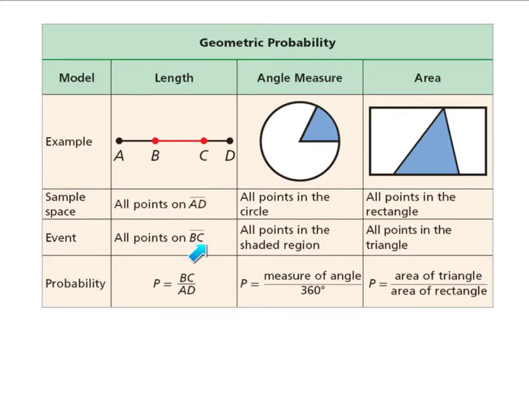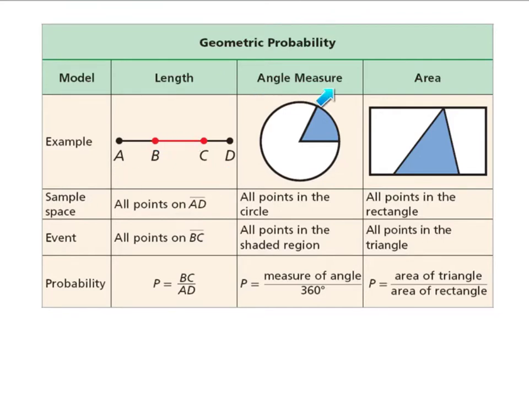To find the probability, you take the possible number of outcomes that you would have for your event, and divide it by the possible number of outcomes you would have for your sample space. Hence the probability of having a point sit on segment BC would be to take the length of BC and divide it by the length of AD.